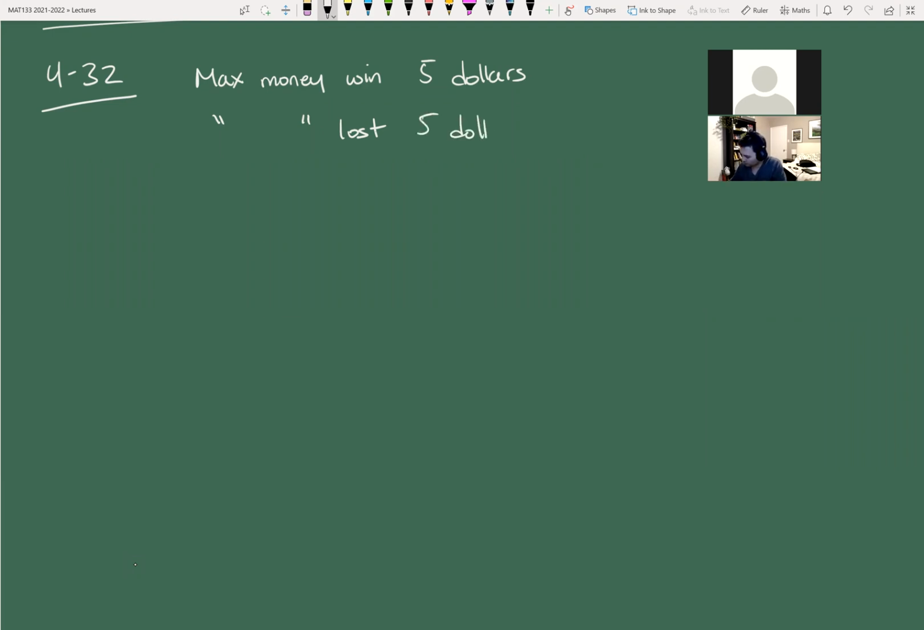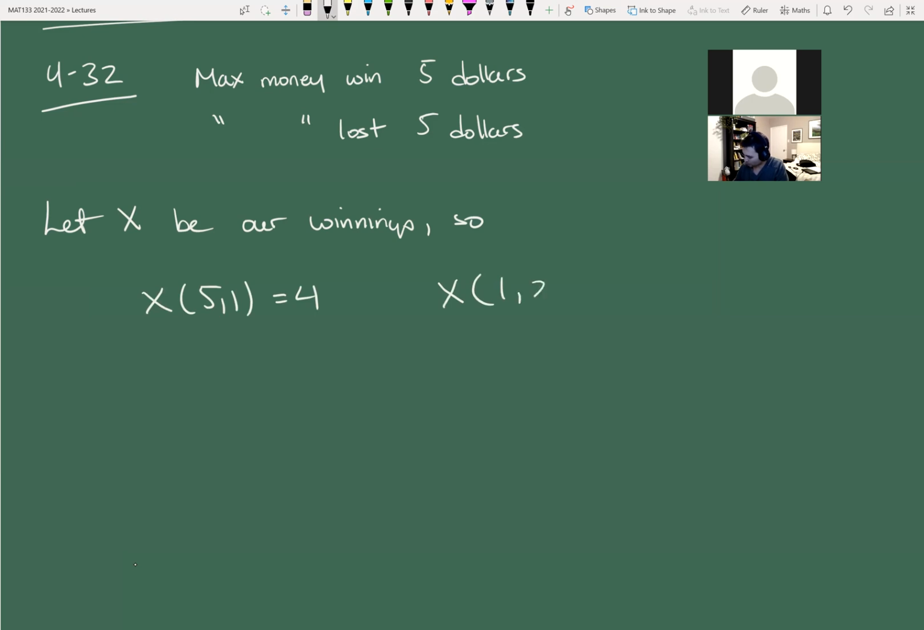And anything in between can happen. So the way you should do this is with a random variable. So let X be our winnings. So X(5,1) is equal to 4, whereas X(1,2) equals -1, right? Something like this.